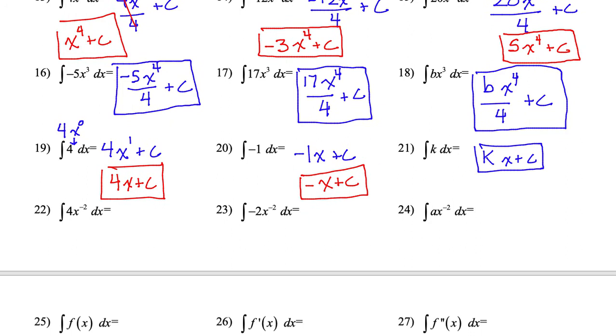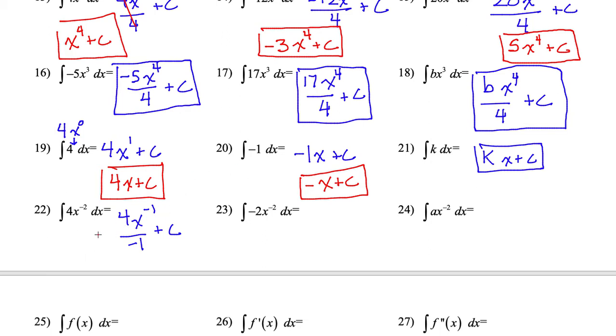Negatives are where we start making more arithmetic errors. I had negative 2 for the power, so it was 4x to the negative 2, but it's adding 1. If I add 1 to negative 2, I get negative 1, and I divide down by negative 1. Don't forget my constant of integration, my c. And I can reduce this thing.